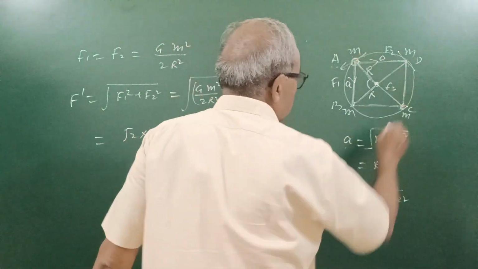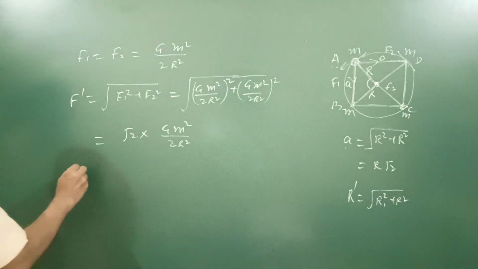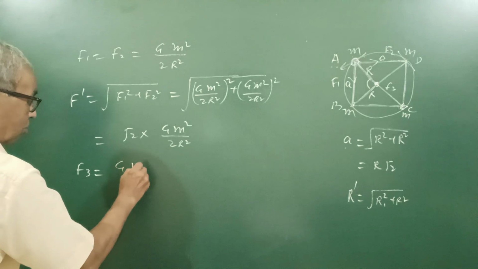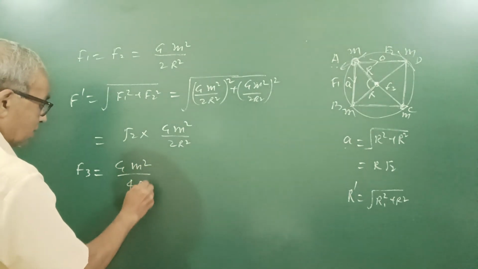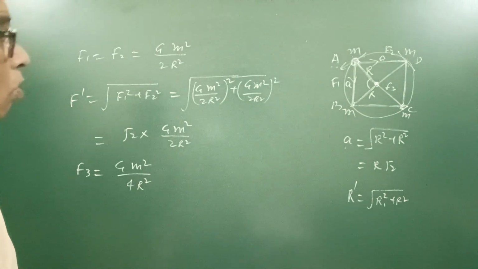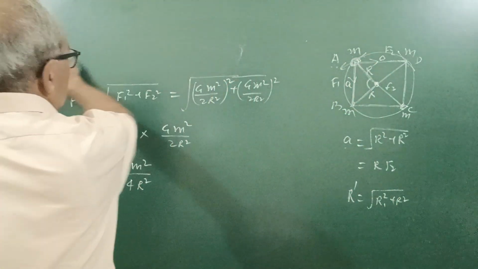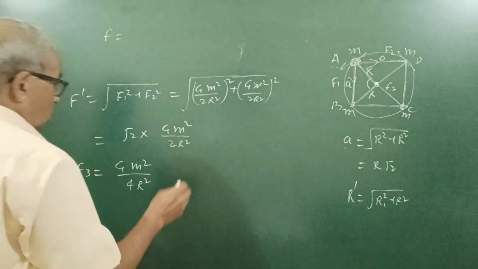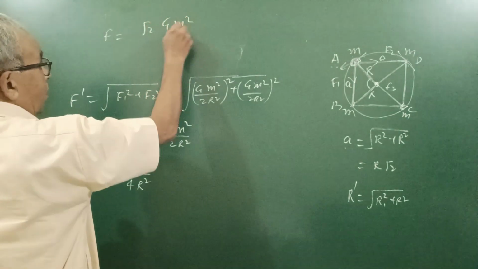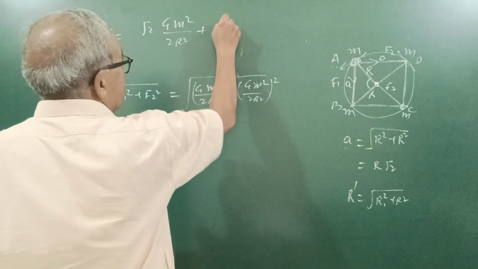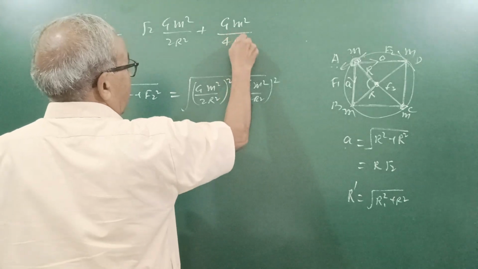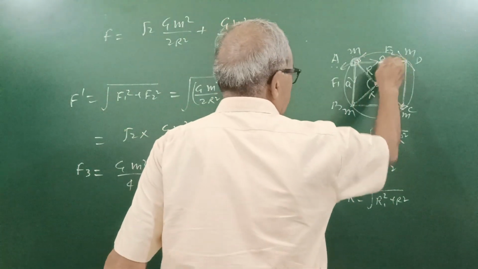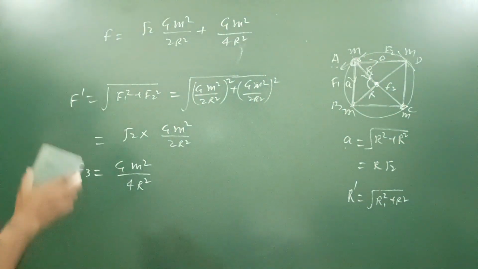Now, force due to C. Let F3 equal to: the distance will be 2R, so it is GM² upon (2R) whole squared, that is 4R². So the total force acting on mass M at A, F, equals root 2 GM² upon 2R² plus GM² upon 4R². I hope you are getting me. The resultant of these two is this way and this force is also this way. When forces are in the same direction, magnitude gets added.